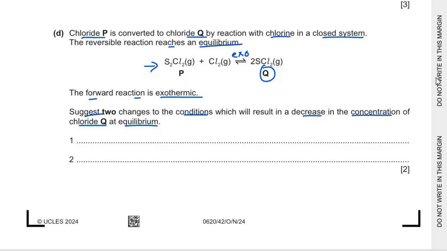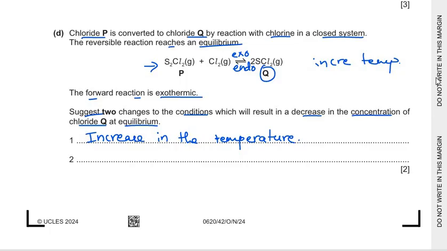Chloride Q will decrease. Now how? We know that it's an exothermic reaction, so increasing the temperature will favor the endothermic side, and that is the reverse side, and that's going to decrease Q. So one of the factors which we can write is an increase in the temperature. Increase in the temperature is going to reduce the concentration of Q because it will favor the endothermic, that is the reverse side.